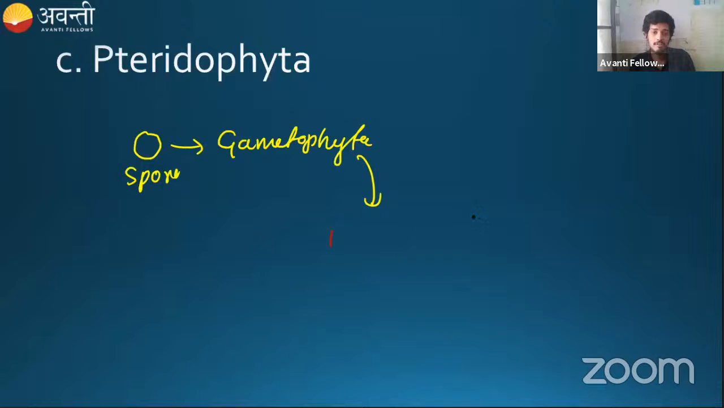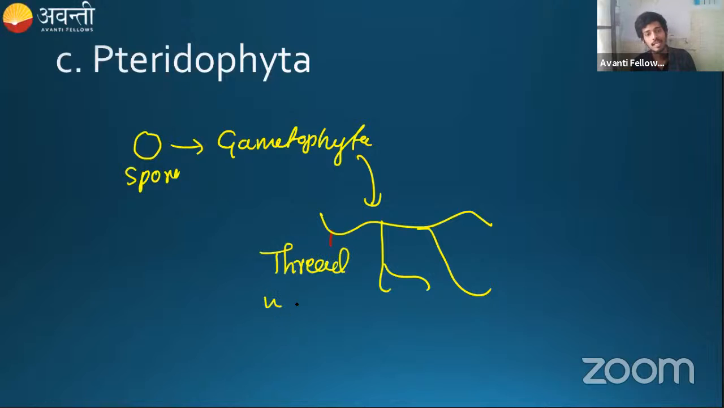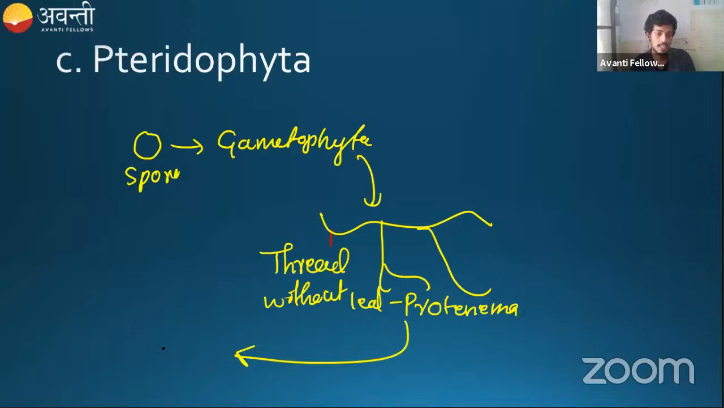This gametophyte will form a thread-like structure without a leaf. This is what is called a protonema in pteridophytes. This protonema will later give rise to the leafy stage. Next, what is it that the seed habit leads to the evolution of?